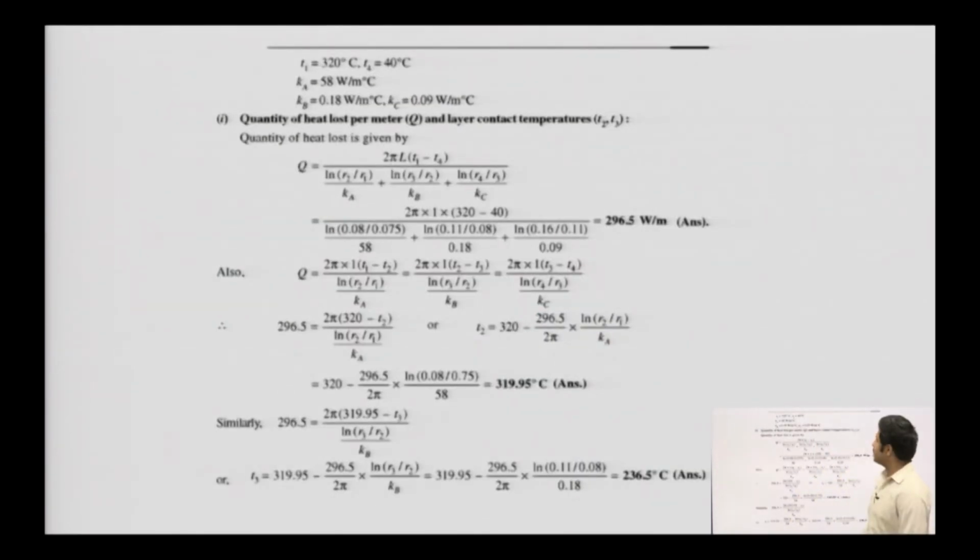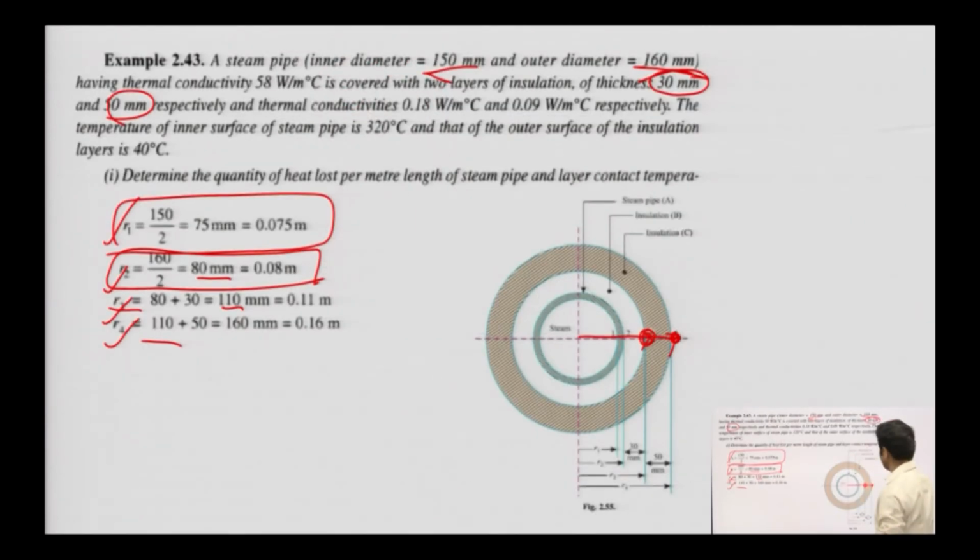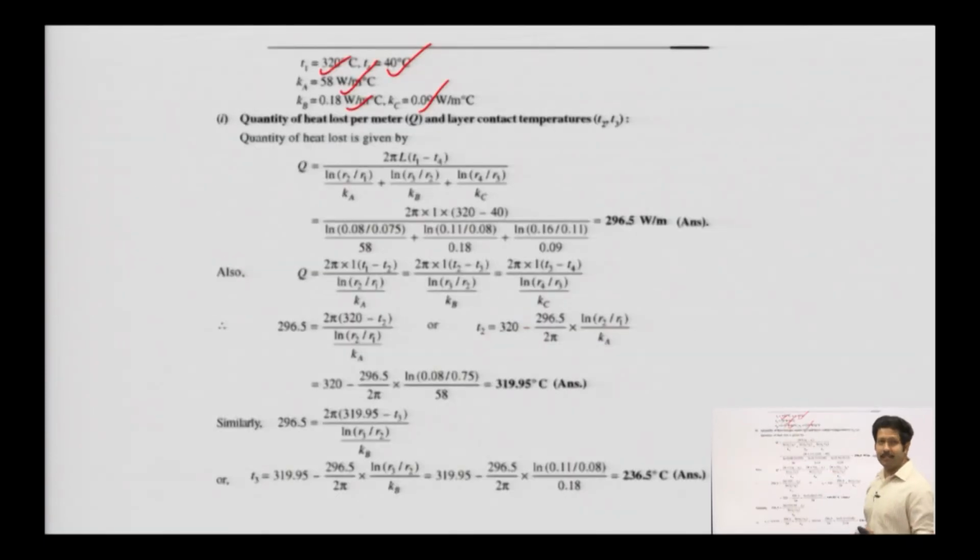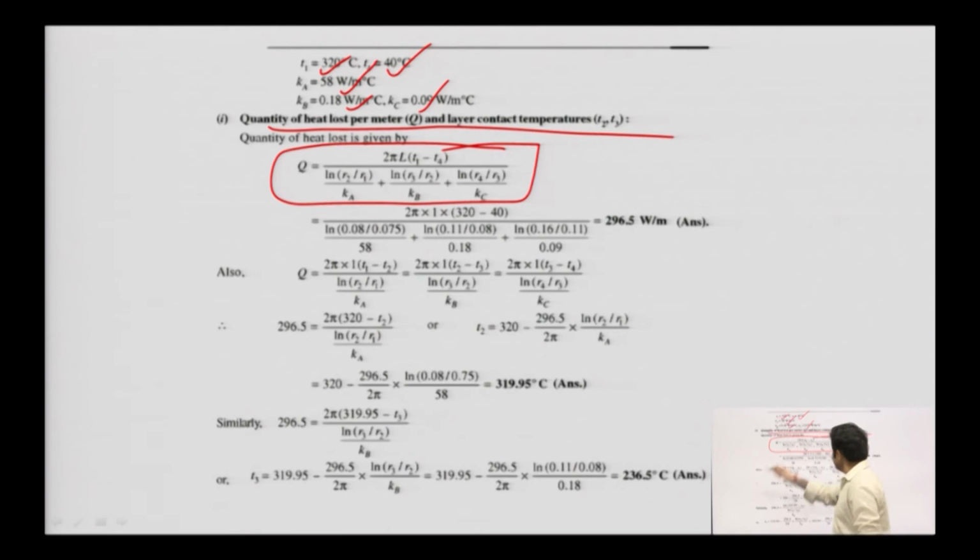So let's start. Everything is given: T1, T4, Ka, Kb and Kc. What are Ka, Kb, Kc? Ka is for the steam pipe, B is the first insulation, and C is the other insulation. So all the thermal conductivities are given. We need the quantity of heat loss per meter Q and the layer contact temperatures T2 and T3. I have already told you several times what to do when you need to calculate the layer contact temperature. Now everything has changed here. Till now you have been doing 1 by h plus L by K, something like that.